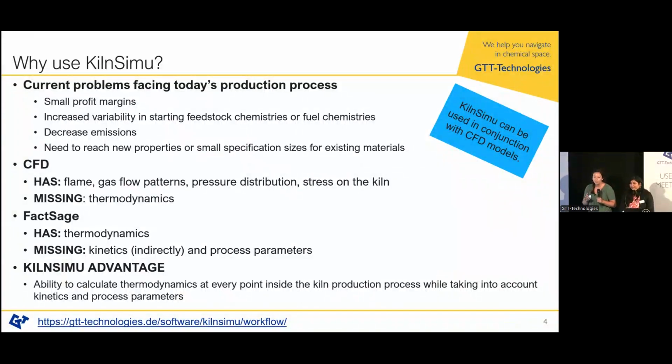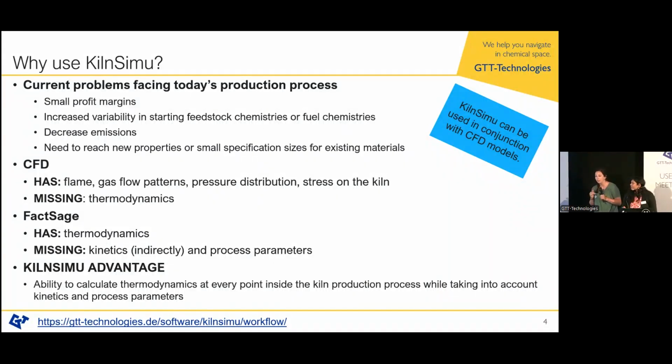And there are a lot of companies that have CFD models, right? CFD models show the flame, the gas flow patterns, the stresses on your kiln, but they're missing the thermodynamics. And this is not something that you can just walk into a kiln and take out material and figure out what is happening with it. You can get a FactSage license and calculate the thermodynamics. You can also indirectly add in kinetic properties. You can, however, not put in the process parameters that you would see with your exact kiln production. And this is where KilnSimu has its advantage.